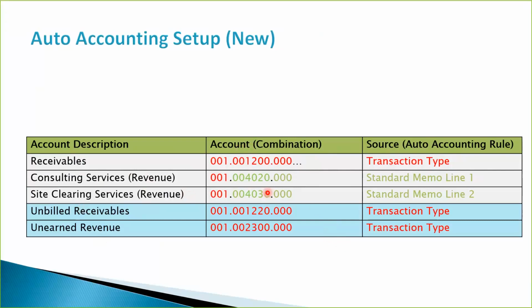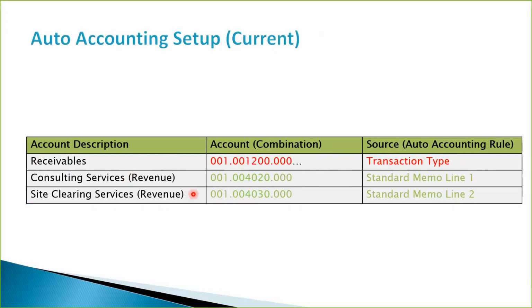Now the setup will also have a few changes. So let's start with receivables. Receivables will stay the same. For the transaction you'll enter transaction source and transaction type. So we want for our transactions, the receivables account to be drawn from the transaction type that we are using. So that remains the same. But what about the consulting services and site clearing services, which are basically the revenue accounts?